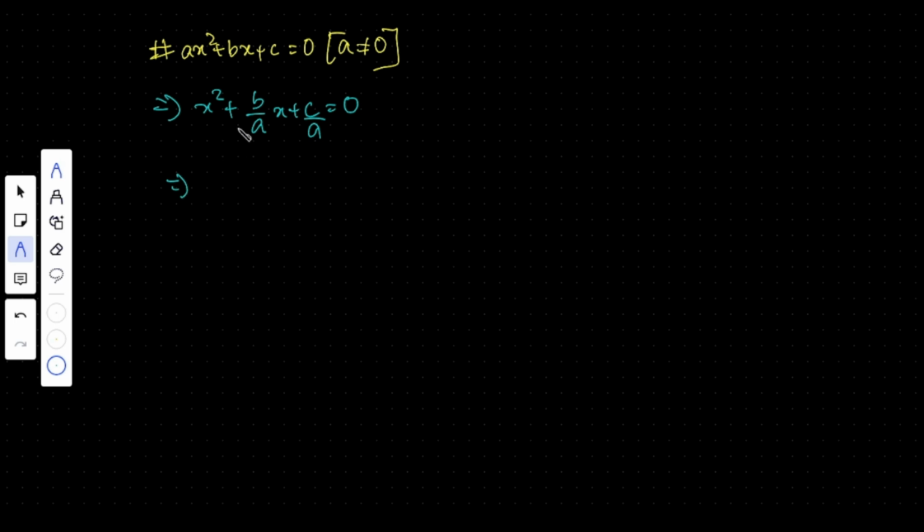Now we will try to make it a whole square so that we get some root there. x square plus b by a x, we have to convert it into 2 into something. 2 into x into b by 2a. Now it goes to 2x b by a, which is not equal to b by a, so we divide this by 2. Then it becomes b by 2a.